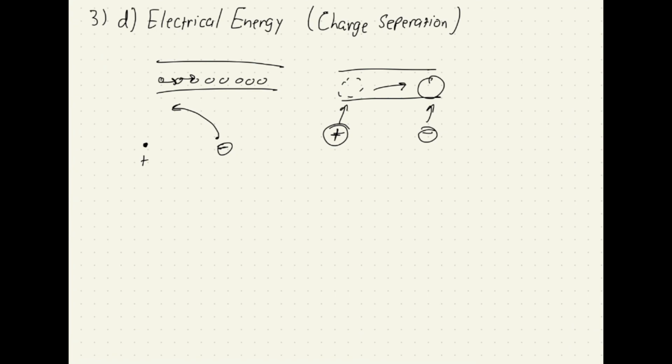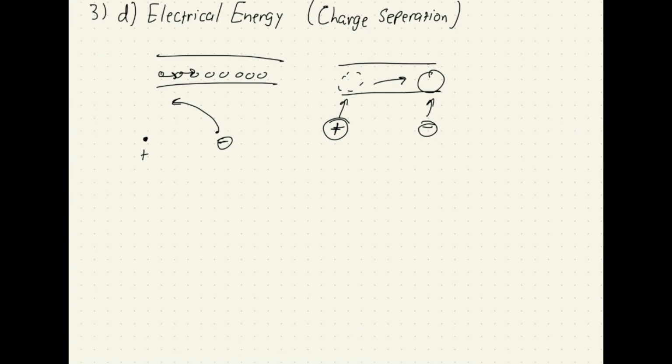But this electrical energy has to do with charged particles being apart from each other: two negatives being close together, two positives being close together, or a negative and a positive being somewhere near each other so that they interact somehow.